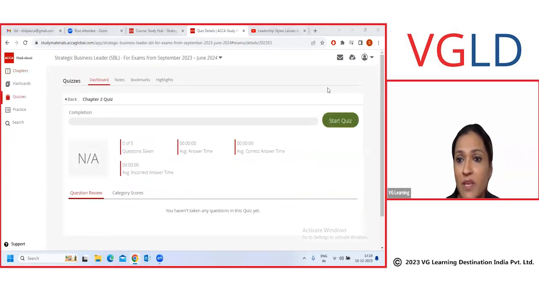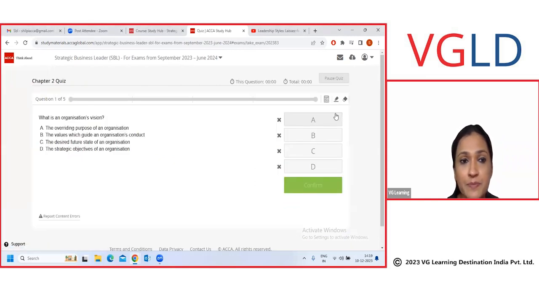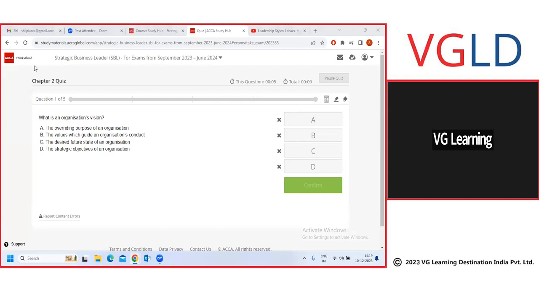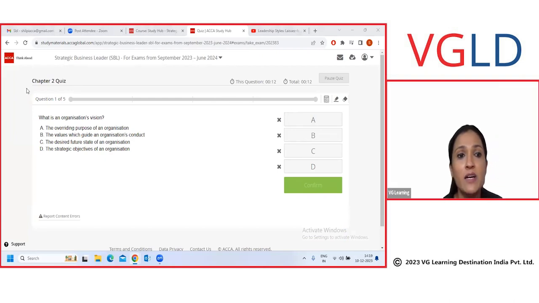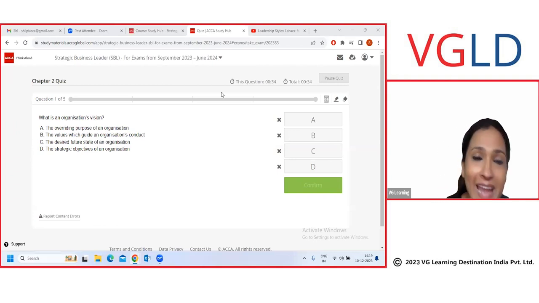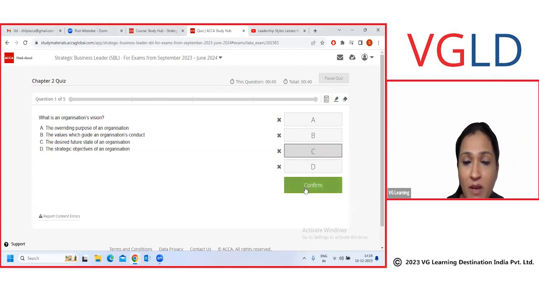Wonderful. So let's quickly open up the quiz for the chapter. Very quickly, I want everybody to give answers, please. So what is an organization's vision? We did that in the chapter, right? I want everybody to answer, guys, because I will go by the majority of your answers, because only then will I know whether you've been able to understand the crux of the chapter or not. Okay, C is the common answer.